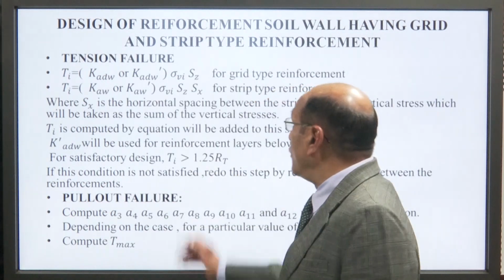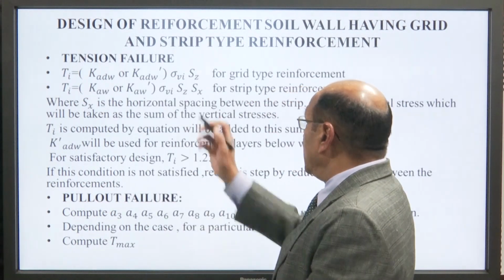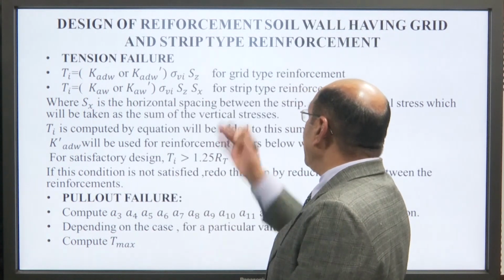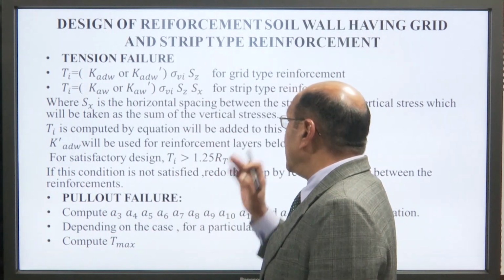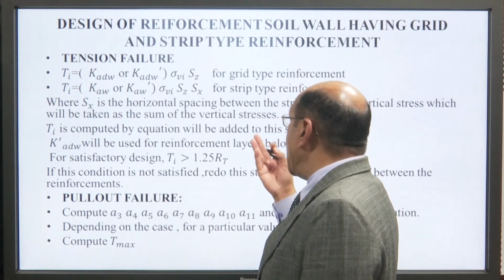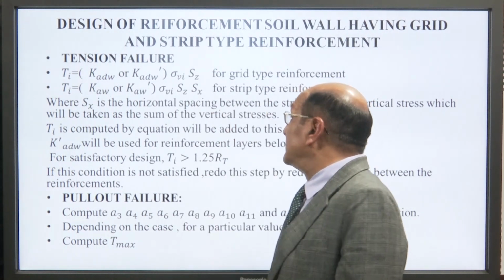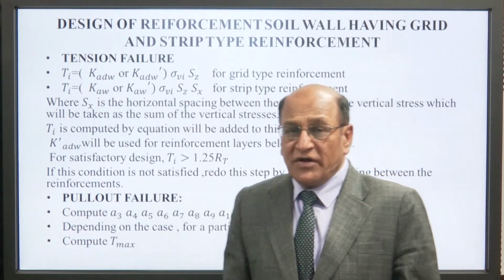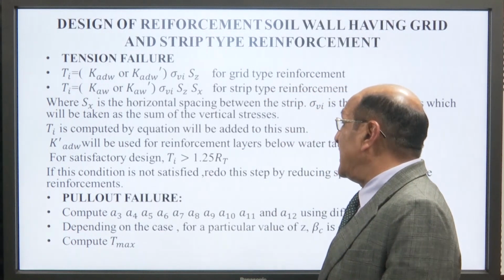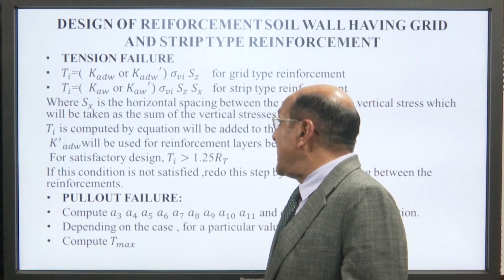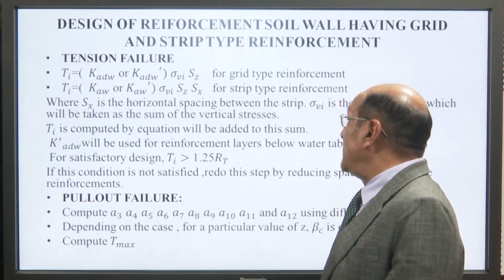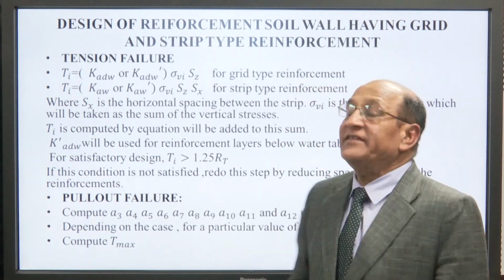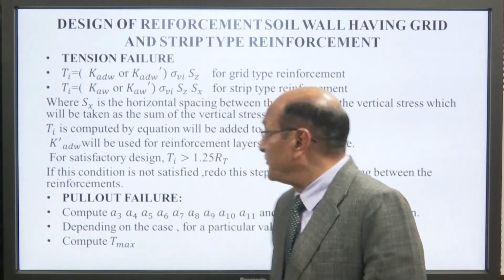Then the tension failure, we can calculate this one. Ti is equal to, this is given, KADW or KADW dash sigma Vi Sz for the grid type of reinforcement, and Ti equal to KADW or KADW dash sigma Vi Sz Sx for the strip type of reinforcement.